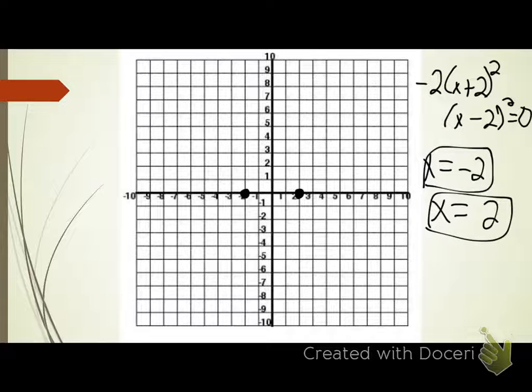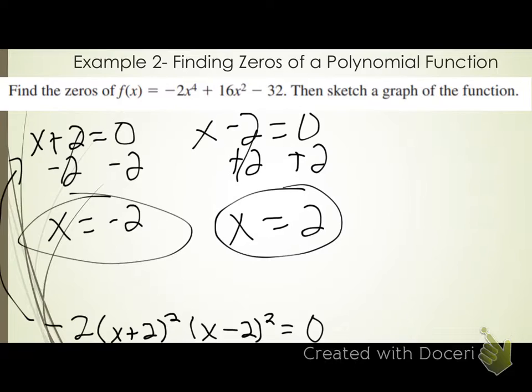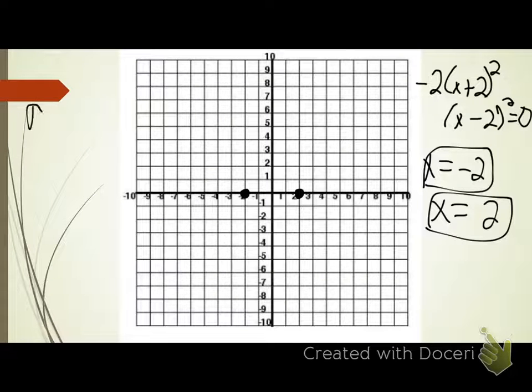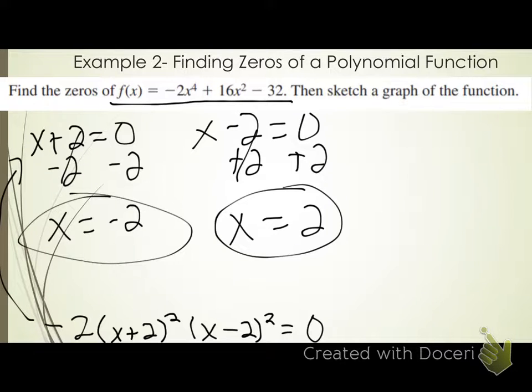Something else that's going to help me sketch the graph of my function is knowing the end behavior of my graph. So, looking at our original function, is our degree even or odd? Even. It's even. Everyone see how our degree is even? Is the leading coefficient positive or negative? It's negative.